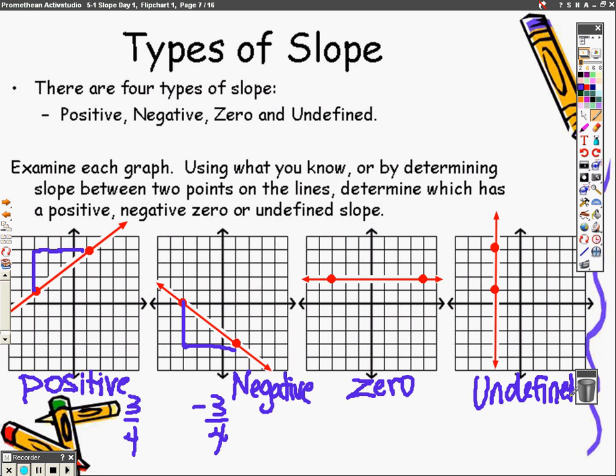So the things that you need to remember for today are how to find the slope of a graph by looking at the graph and counting the rise over the run, and how to find the slope without the graph if you're given 2 points.